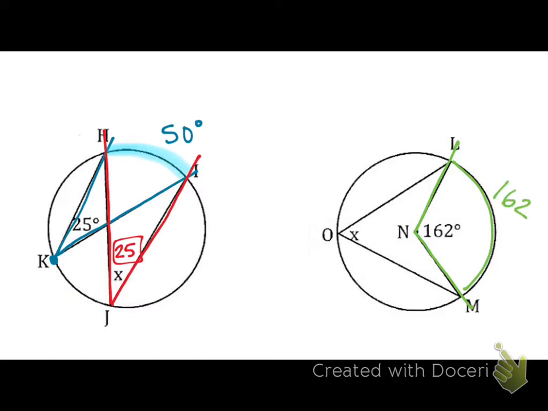162. And if we want to find x, what kind of angle is x? Inscribed. Its arc is the same as 162. So then, is x 162? It is not. What is it? 81. It's half of 162. Perfect.